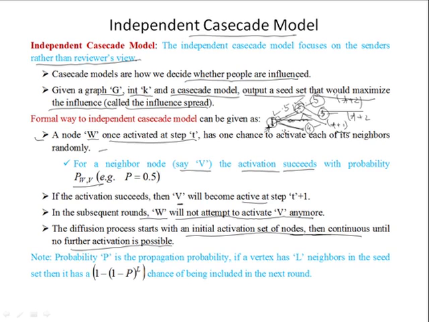Every time, it tries once to activate its adjacent non-activated neighbors. This will be clear from this statement: in a subsequent round, W will not attempt to activate V anymore. Now it is important to note that probability P is the propagation probability. If a vertex has L neighbors in the seed set, then it has a 1 minus (1 minus p) to the power L chance of being included in the next round.